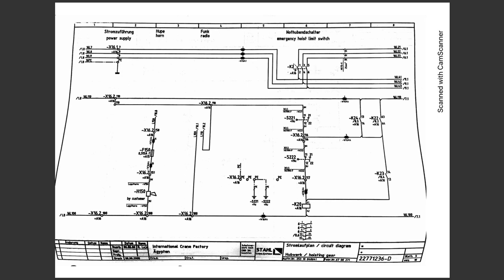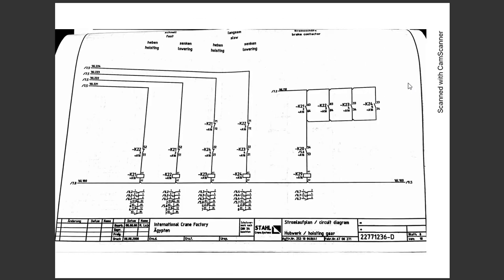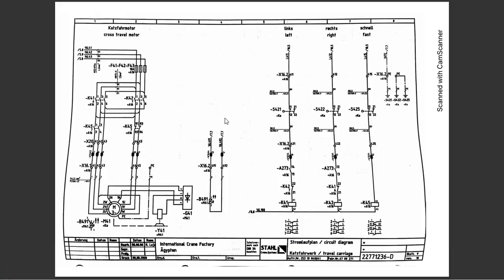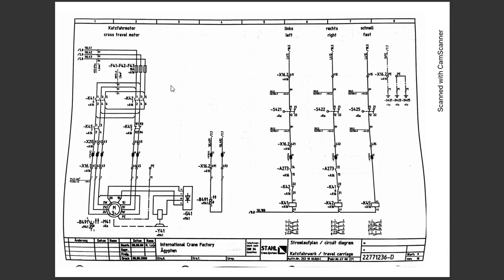And here this is a contactor to supply the power to page number 6. Page number 6 actually is the motor which is responsible for hoisting and lowering. Page number 9 here is responsible for the motor which is responsible for the cross traveling, or the y-axis. So here, as you can see, this is the cross traveling motor which is responsible for moving the crane in this direction.